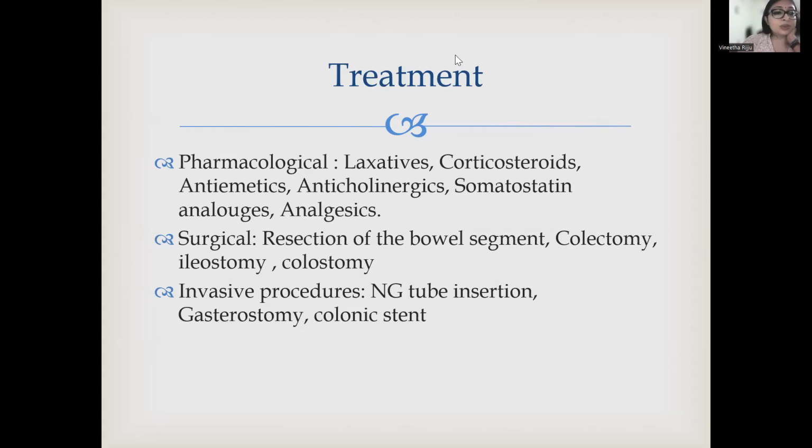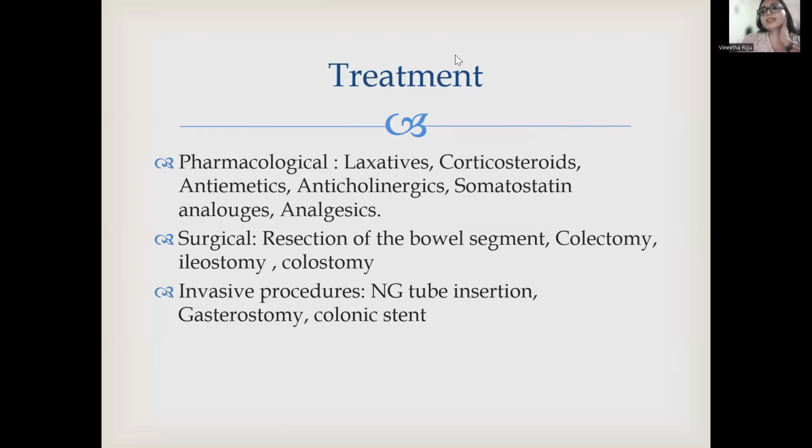Anticholinergics, yes, you can use hyoscine butyl bromide, somatostatin analogs like octreotide, and analgesics to address the pain of the patient. For severe pain, definitely, you can go by the ladder. You can give morphine, although it does have an effect to cause constipation. Yet, for severe pain, definitely morphine is never a contraindication for bowel obstruction.